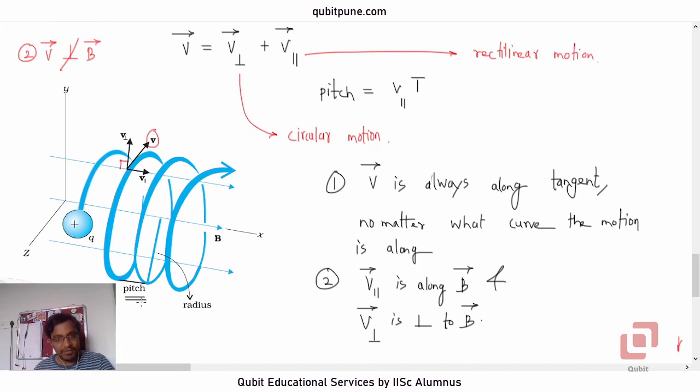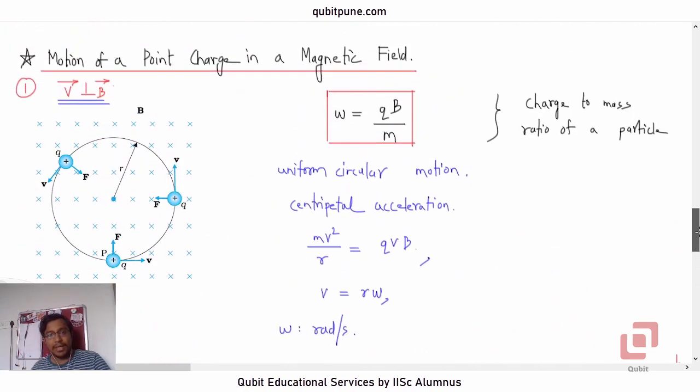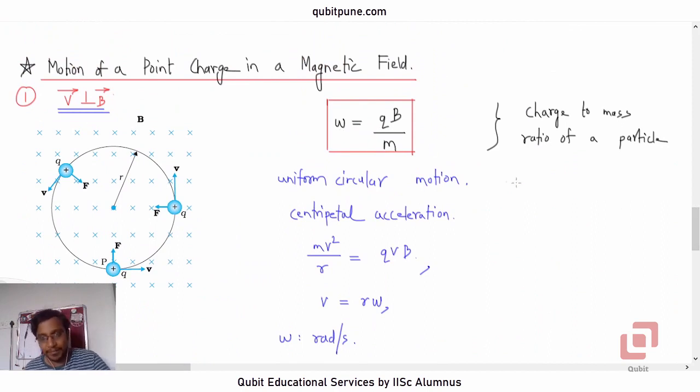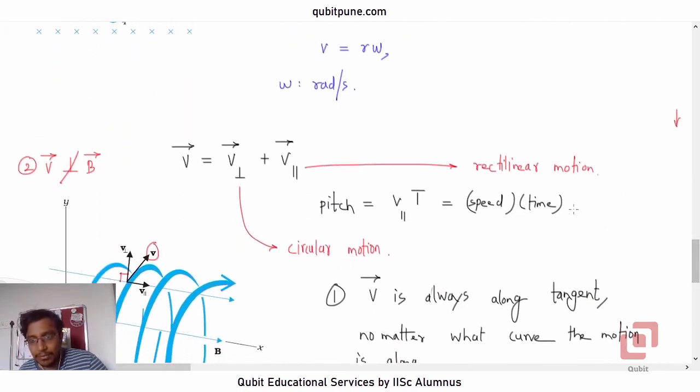We have to use the formula: distance traveled is speed into time. And how are we going to calculate the time? We have this expression for omega, qB by m. If omega is qB by m, the period will be 2 pi by omega. You know that. So what will 2 pi by omega be? It will be 2 pi m upon qB. So here it will be V parallel into 2 pi m upon qB.